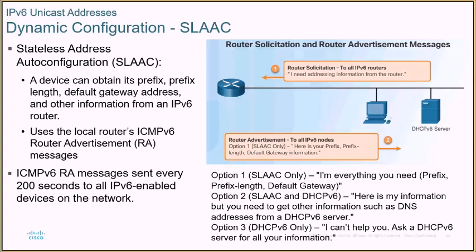The problem with it is that the reply from the router is called a router advertisement, and it doesn't learn the DNS server. That's about the only problem with it. The other option is when you send out a router solicitation message, the router will say, yes, here I am, but send out a DHCP request and get your information from a DHCP server.